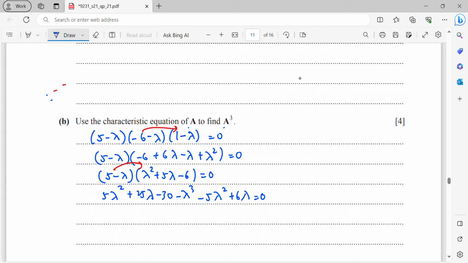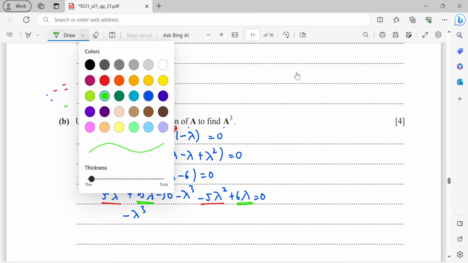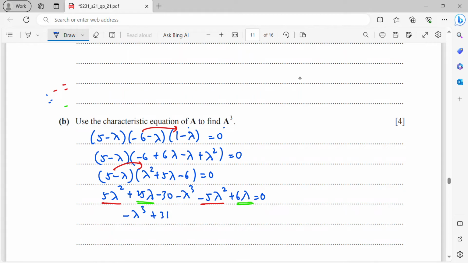Then now, when you simplify the terms, the lambda squared will be cancelled off. Then the 25 lambda here will be added with the 6 lambda, becomes 31 lambda, together with minus 30 equals to 0. So now we need to find A cubed. Here I will get the positive values first, meaning I move all the terms to the right side. So it means lambda cubed equals 31 lambda.